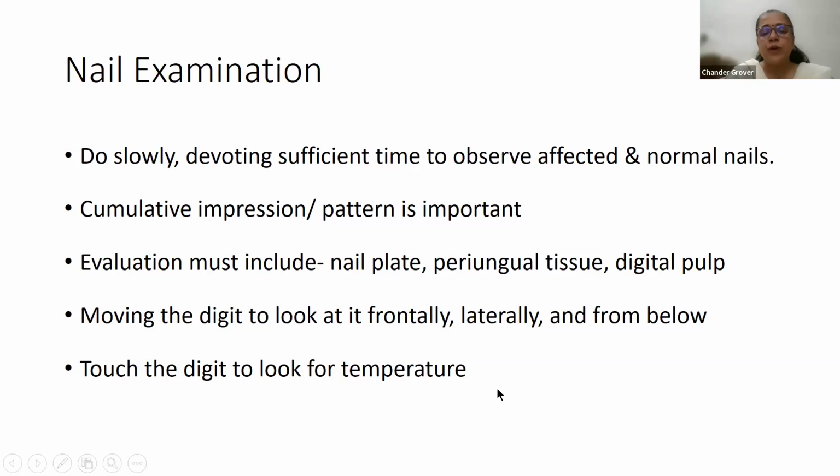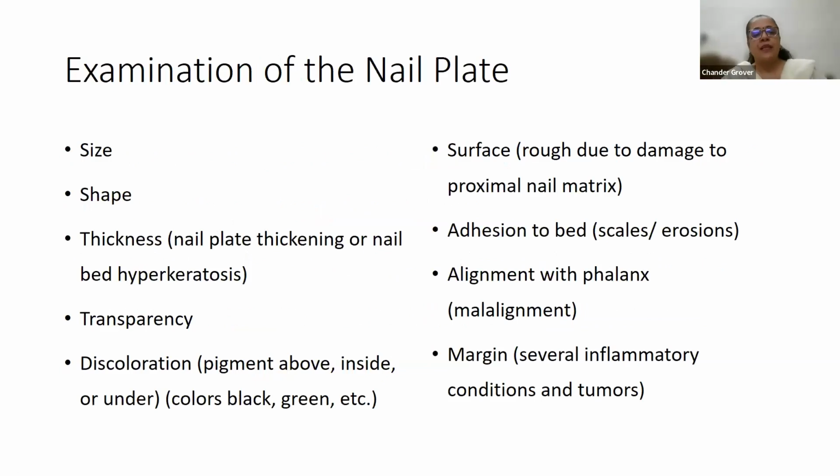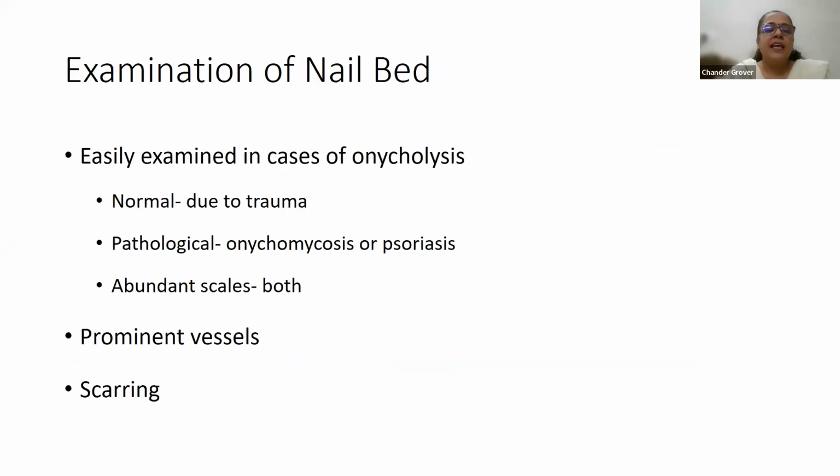You move the digit to look at it frontally, laterally, and from below, and touch to look for temperature as well. In the nail plate, you comment on the size, shape, thickness, transparency, discoloration, surface, adhesion to the bed, alignment with the phalanx, and the margin. The nail bed can be easily examined if it is separated from the plate. Otherwise, you have to examine it through the nail plate, because the nail plate normally is supposed to be a translucent structure which you can examine easily.